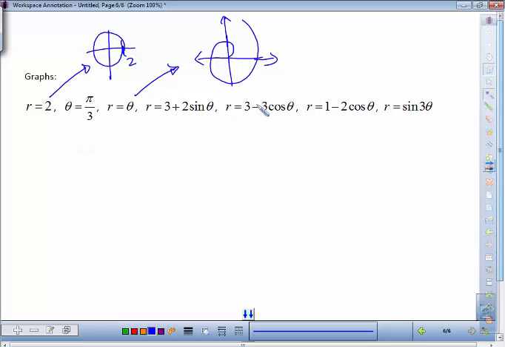All right, these other ones are going to be considerably more interesting. Let's start with this one. theta is equal to pi over 3. What do you think that's going to look like? It's a dot? A line? A straight line? A vertical line?